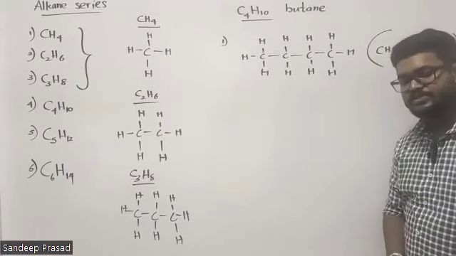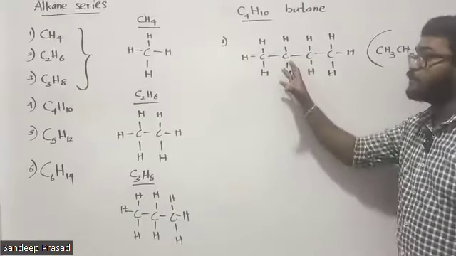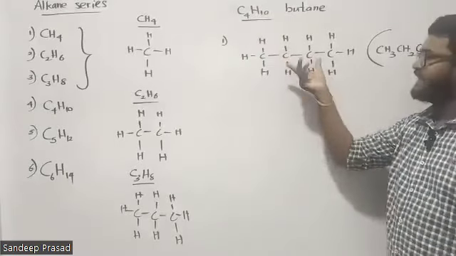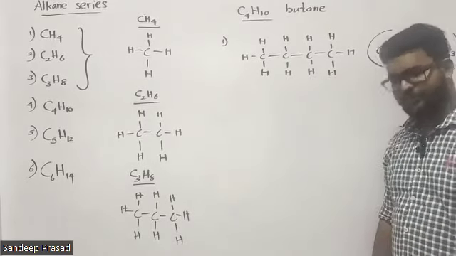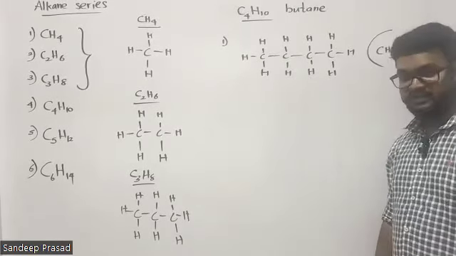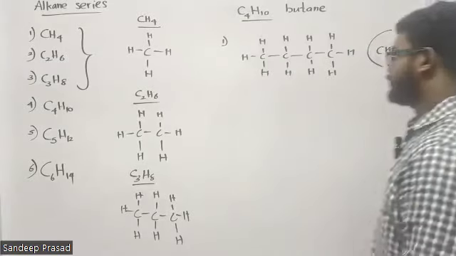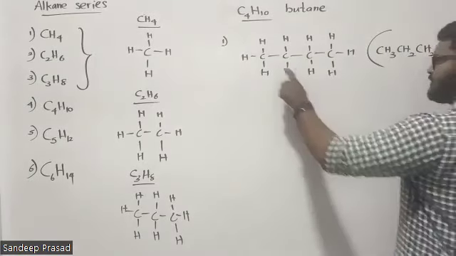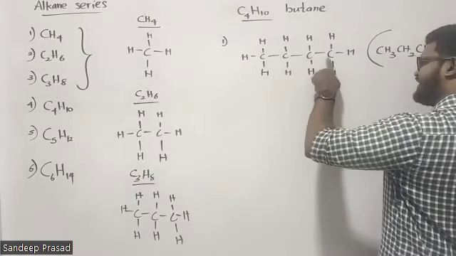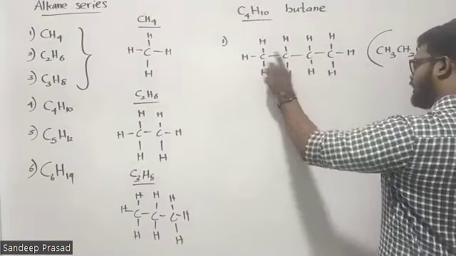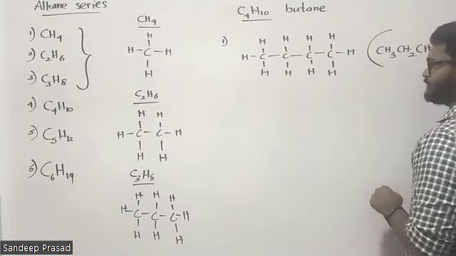Can we draw any other structures for butane? Can we draw isomers? Same molecular formula, but different structures. Yes, we can. Look at the way I'm going to do it. Remember, students, in butane the carbon chain contains 4 carbon atoms. 1, 2, 3, 4. There are 4 carbon atoms.